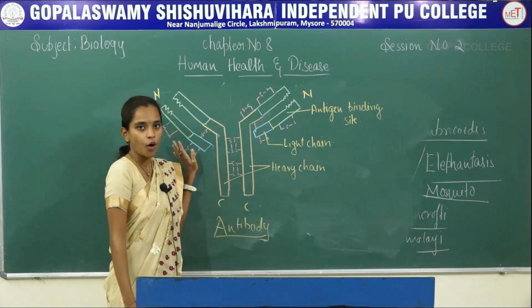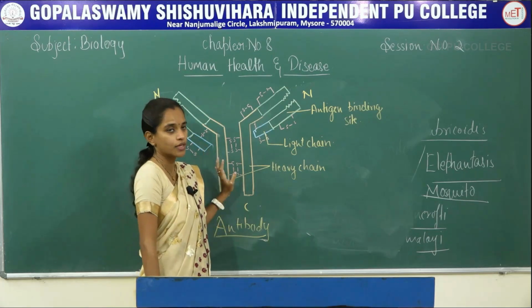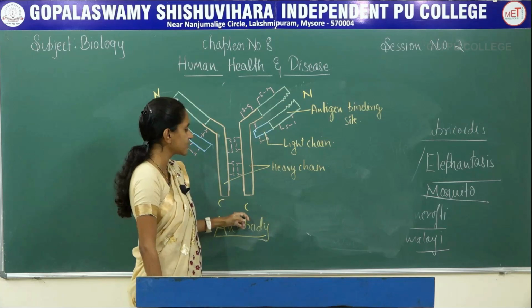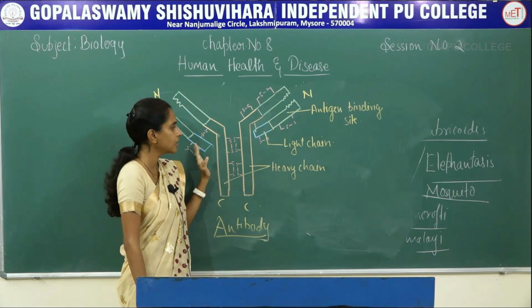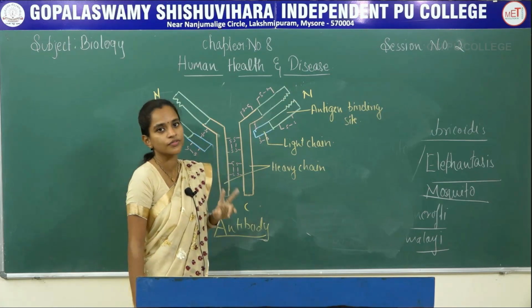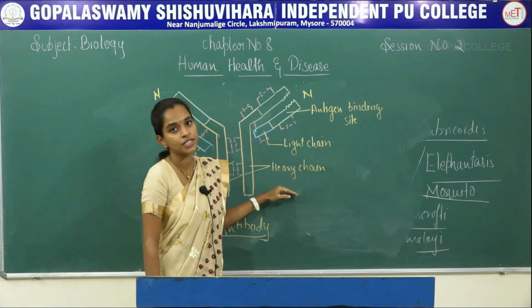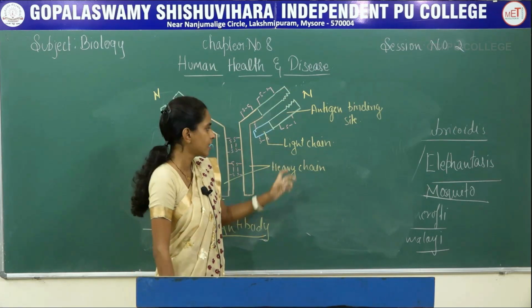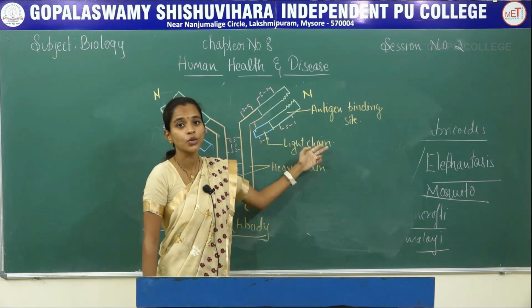So this is the diagram of an antibody. An antibody is a protein, as I have already told, containing carbon and nitrogen. The structure contains two different types of chains, light chain and heavy chain. Altogether there are 4 chains, that is 2 light chains and 2 heavy chains. That is why it is called L2 and H2.